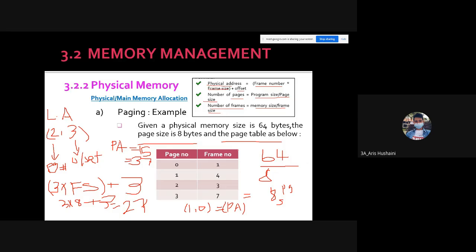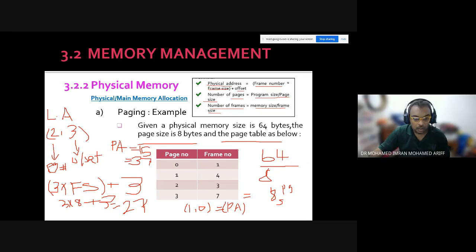Sir, logical address ni macam mana tadi? Saya lupa. Logical address tu dia dalam bentuk dua form lah. Macam ni. So jawapan awak nanti hendaklah dalam bentuk macam ni. So cara you baca logical address ni, yang pertama dia ialah page number and yang kedua ni ialah offset value. Sama dengan physical address lah.